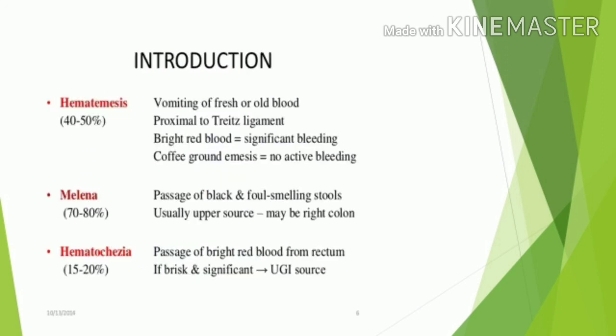Hematemesis. Vomiting of fresh or old blood. Proximal to the Treitz ligament. Bright red blood, significant bleeding. Melena. Passage of black, foul-smelling stool. Usually upper source, may be right colon. Hematochezia. Passage of bright red blood from the rectum. If brisk and significant, upper GI source.